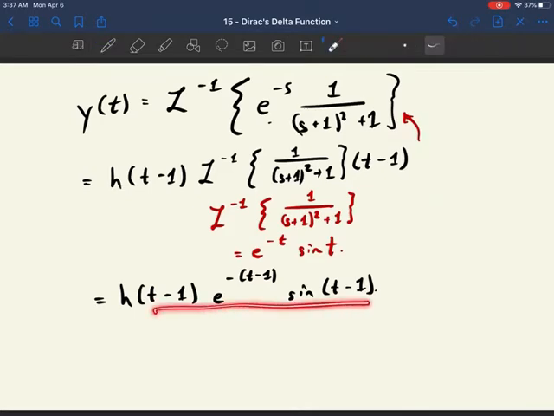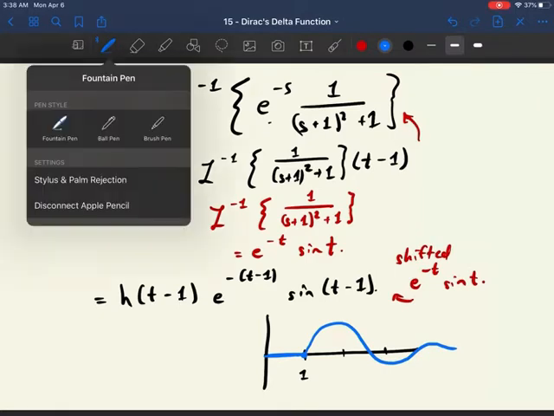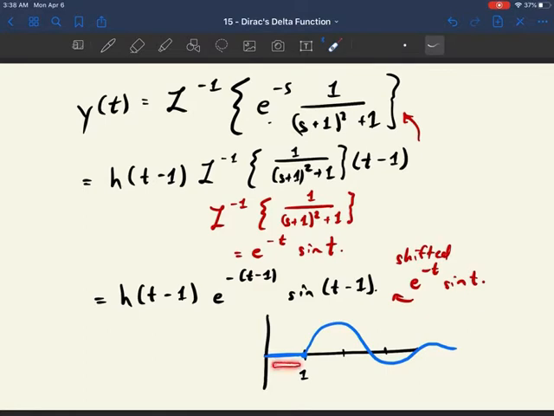So what is this thing? Well, the Heaviside function here, h of t minus 1, will be 0 up until 1. And then after that, this whole thing is just a shifted version of e to the minus t sine t. So our graph will look like this. There's 1. Our graph will look like 0 up until 1, and then after that, it looks like e to the minus t sine t. So it will look something like this.